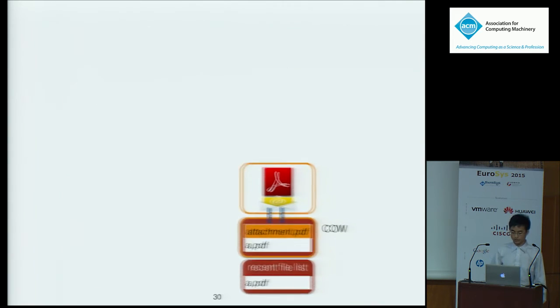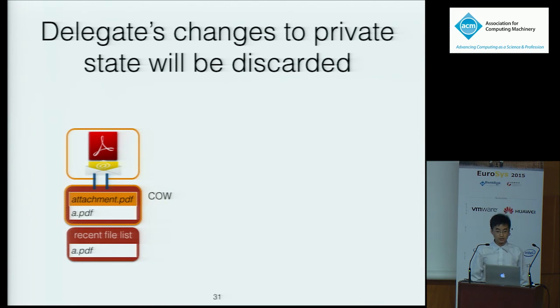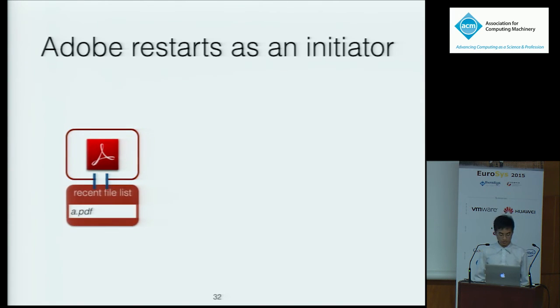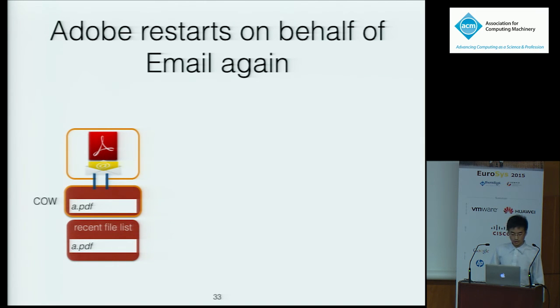Okay, now let's move to the private state of the delegate. The delegate has updated the recent file list in the copy and write view to include the attachment. However, this update is not persistent. It will be discarded by Maxoid eventually. So if next time Adobe Reader restarts normally as an initiator, it will only access the original recent file list, which doesn't contain any tainted data, so it will not be confined. And if it restarts again on behalf of email as a delegate, the copy and write view is recreated, which doesn't contain the attachment file.